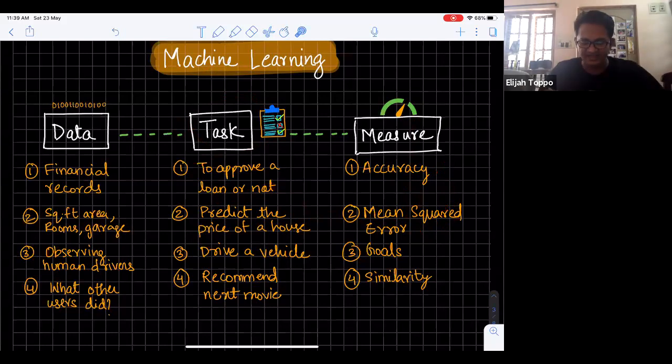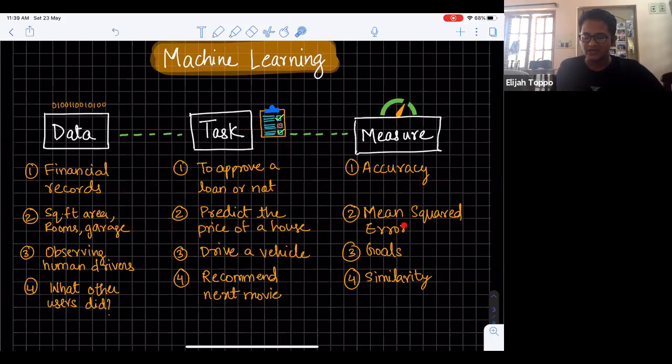So in this case, there are different examples. At least in the first and second example, we are defining the measure based on the previous data. If I know the loan was approved or not in the previous data, I can test if my model now is telling approve or not. And based on how accurate my model is compared to my data, that is the measure in example one.